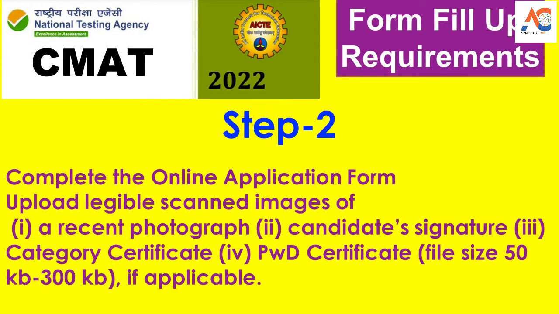In the second step, you should complete the online application, and upload the legible scanned image of your recent photograph and signature. If applicable, you also have to upload your category certificate or PWD certificate. Please note that the category certificate or PWD certificate scan size should be between 50 KB to 300 KB.